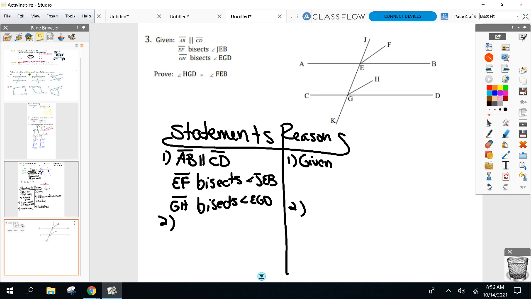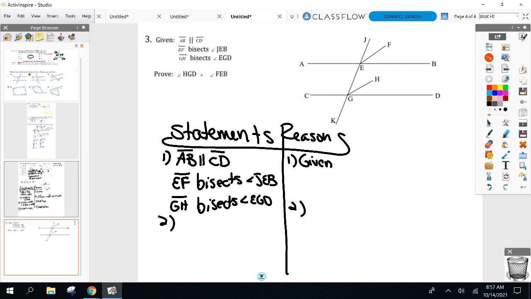All right, let's go through the checklist. What do I need first to use halves of equal quantities? Yeah, I need equal quantities. And in unit 2, you guys were lucky because I always gave you those. Do you have equal quantities here? No. Do you know what I'm going to take half of? What 2 angles am I going to take half of? JEB and EGD. Look at those angles on the diagram. Tell me something about them.